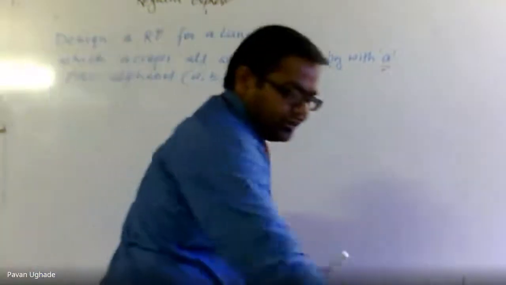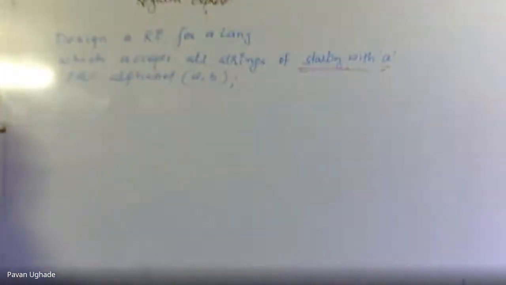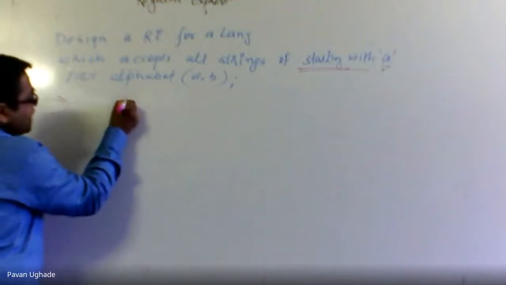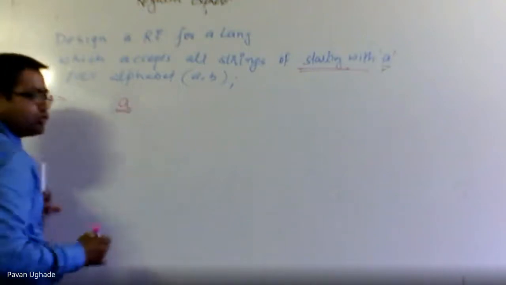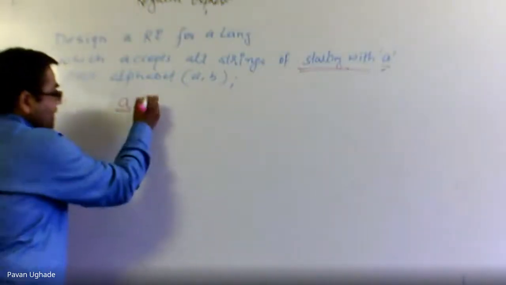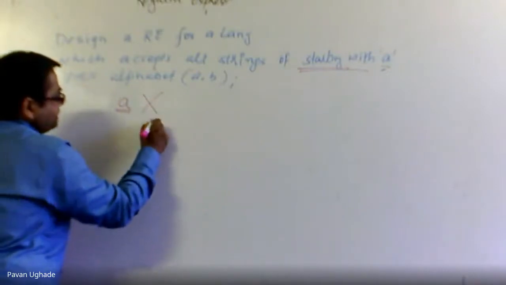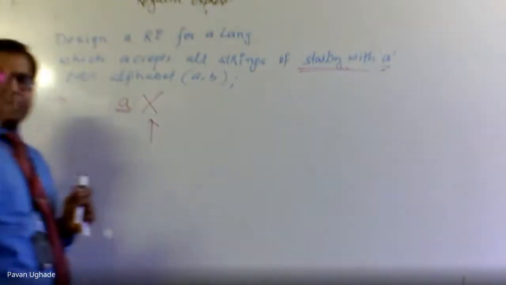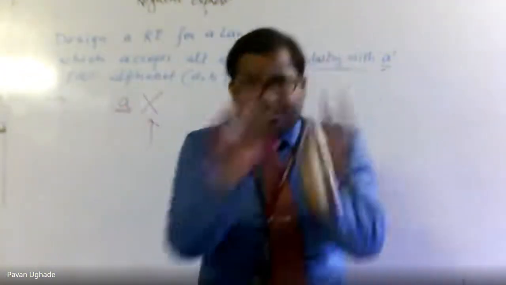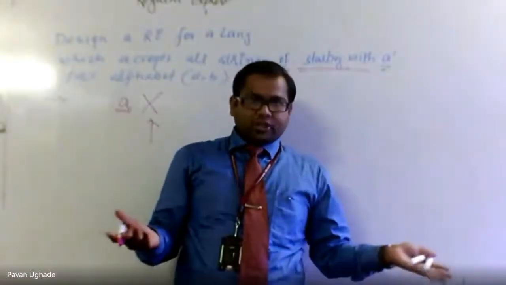First you have to understand there are certain keywords. Now here it's saying it is starting with A. So this can be represented in this fashion: A. All the strings which are starting with A should be accepted. We are least bothered about the later part. It can be A, it can be B, it can be any combination of A and B. It can be epsilon. It can be only A.